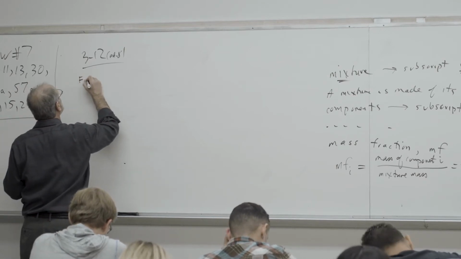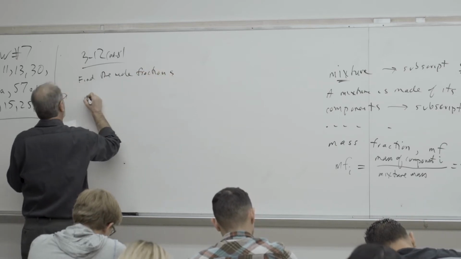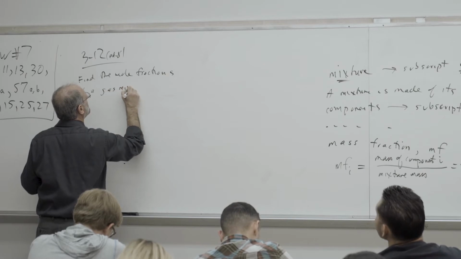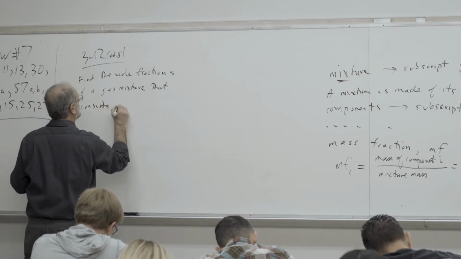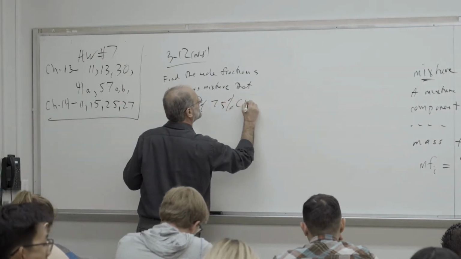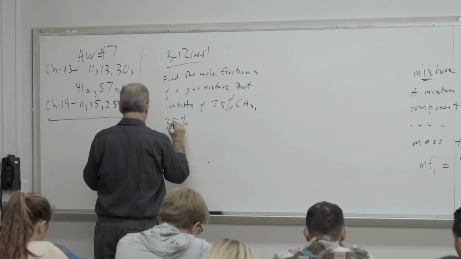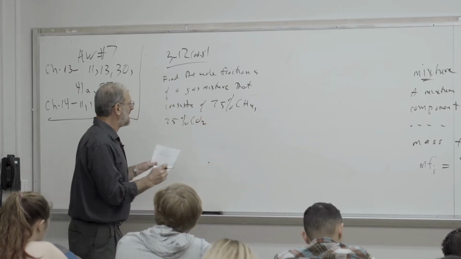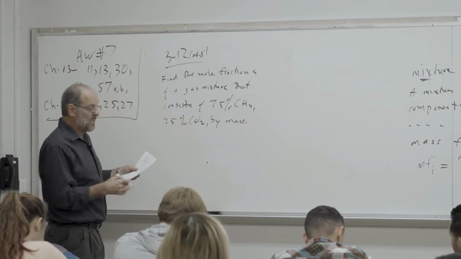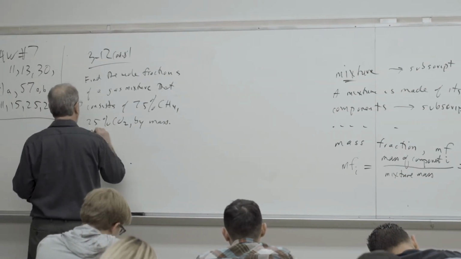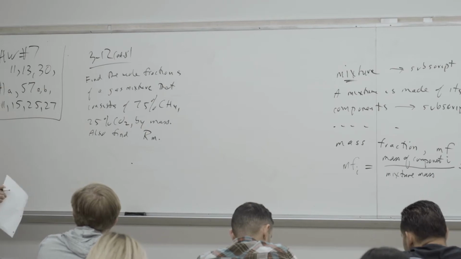What we want to do is find the mole fractions of a gas mixture that consists of 75% CH4, which is methane, and 25% CO2, which is, of course, carbon dioxide, by mass. We also want to determine the gas constant for the mixture. So this is the first problem that we're going to deal with.